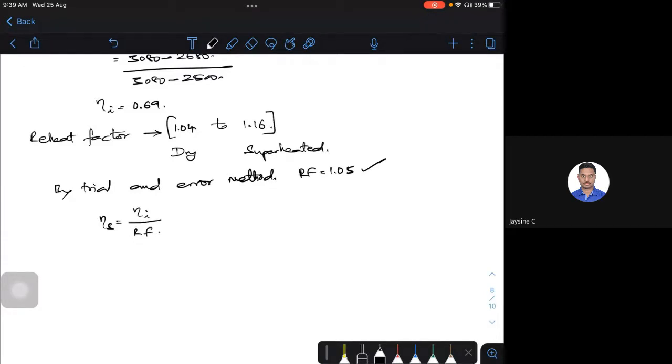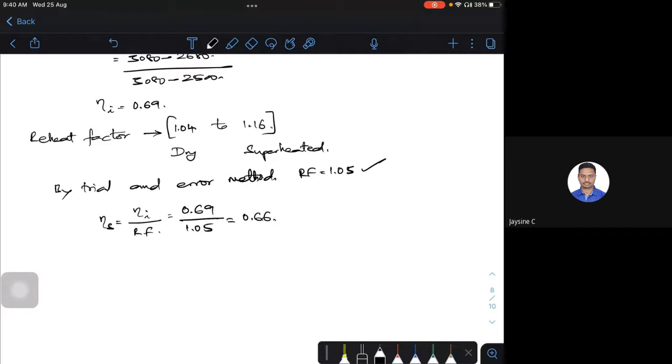If I take 1.1, the stage efficiency will come down. If I take 1.05, the stage efficiency may increase. So this is equal to 0.69 divided by 1.05. That is your stage efficiency, which is 0.657. Okay, I can take 0.66.